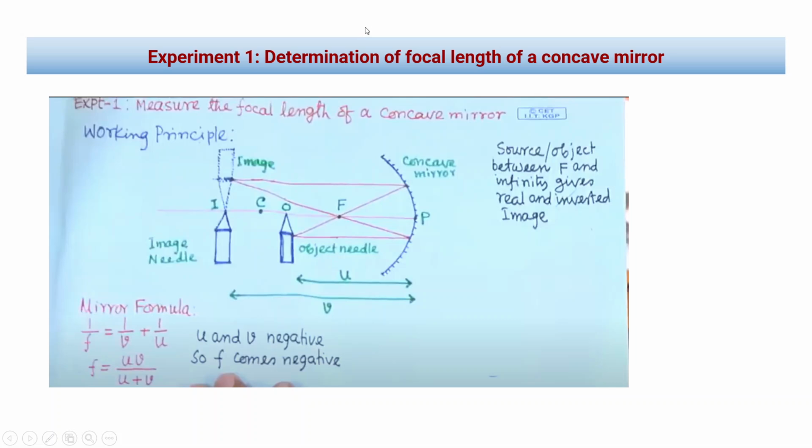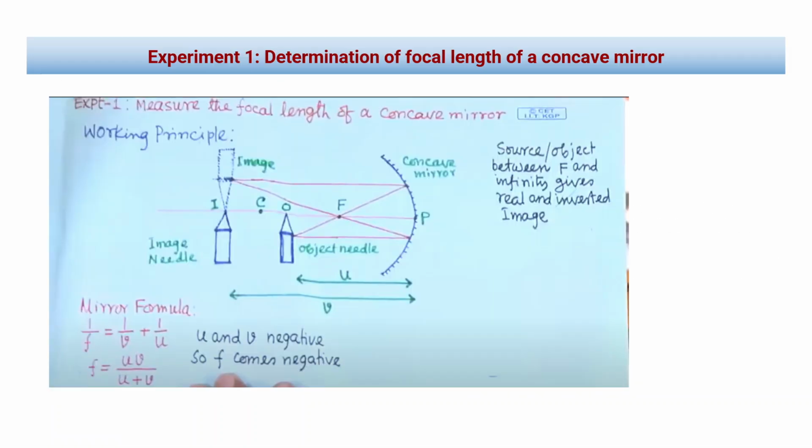Then we started discussing concave mirrors, convex mirrors, and concave and convex lenses, and started to see how to find their focal length. So this was the first experiment, the focal length of a concave mirror, and this is the lens maker's mirror formula that we use. Please keep in mind again, emphasizing, the sign convention.